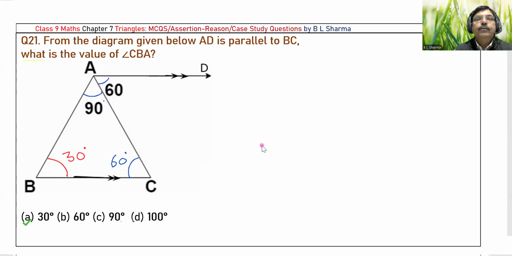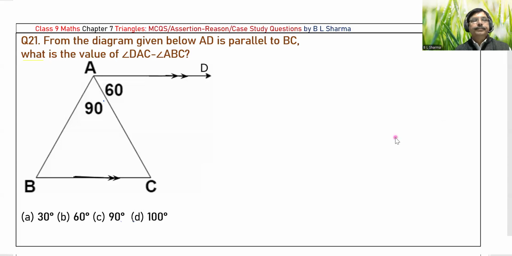From the given diagram, in the given figure, what is the difference of angle DAC and angle ABC? It is already given that this line AD is parallel to BC. This angle is 90 degree, this angle is 60 degree.